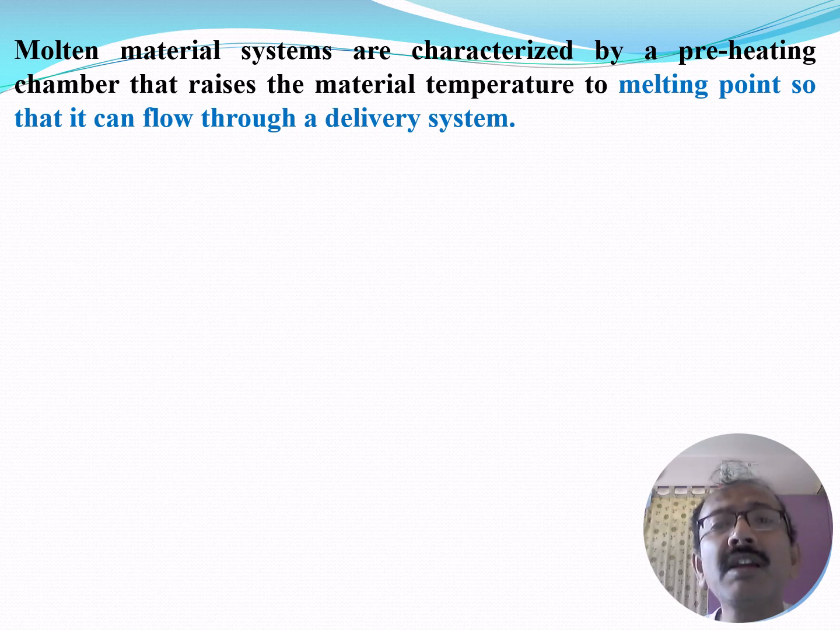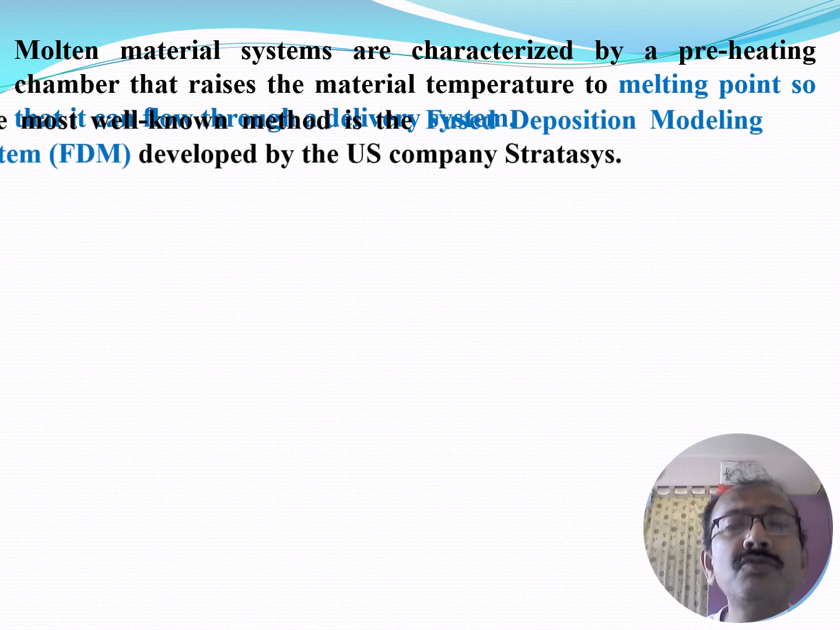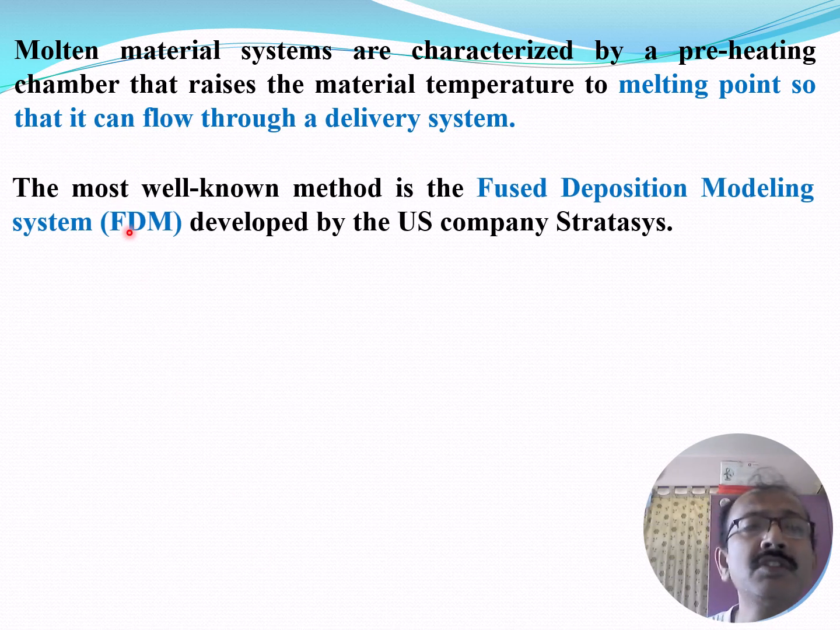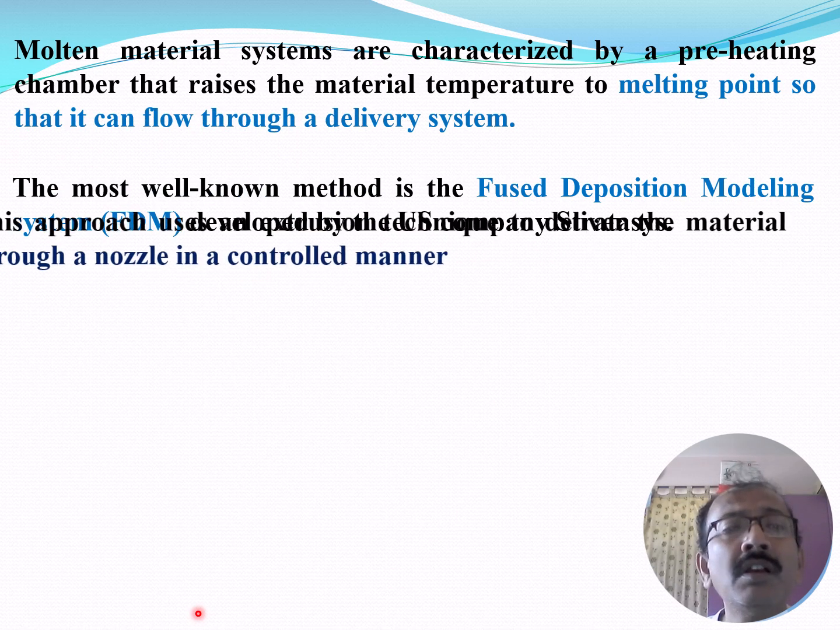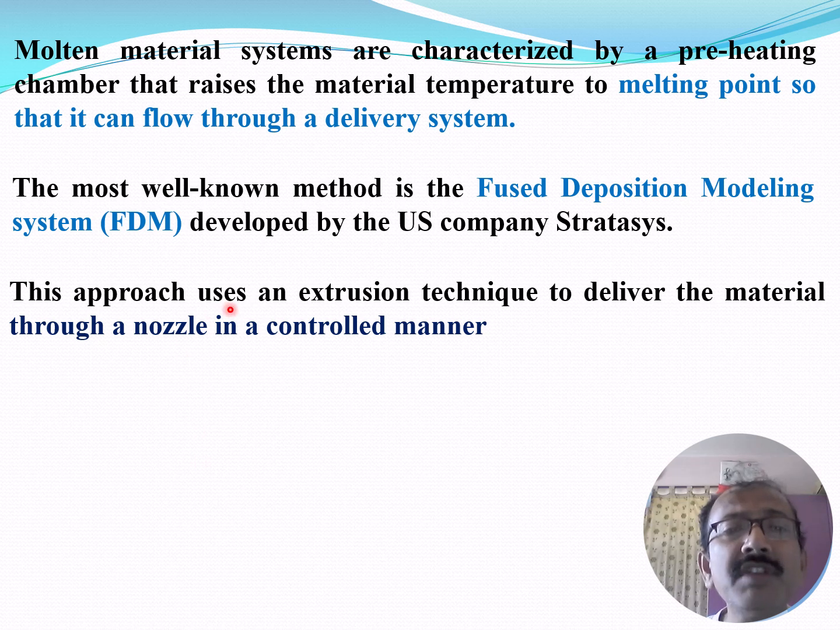Molten material systems are characterized by a preheating chamber that raises the material temperature to melting point so that it can flow through a delivery system. The most well-known method is the fused deposition modeling system, that is called FDM, developed by the US company Stratasys. This approach uses an extrusion technique to deliver the material through a nozzle in a controlled manner.